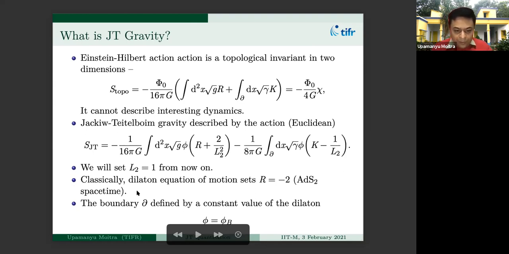One more comment. I've said that classically the dilaton equation of motion sets R equals minus 2. And obviously, you can anticipate that this will be true even in the quantum path integral as well, because the dilaton simply acts as a Lagrange multiplier in the action.